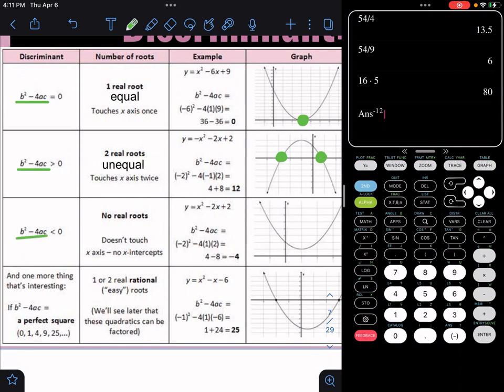Now, if we have a number that's less than 0, we will say there are no roots. That means it never touches the x-axis. So, no real roots. And then one more thing we can tell is whether it is a rational or an irrational answer. Once we find that discriminant, if when you take the square root it would be a perfect number, that would be a rational root. If it would end up with that big ugly decimal, that would be an irrational number.